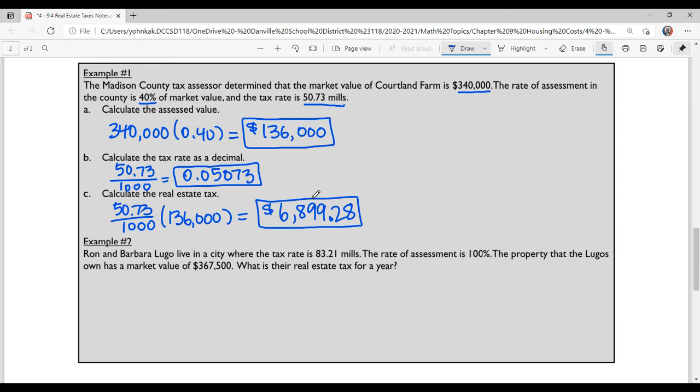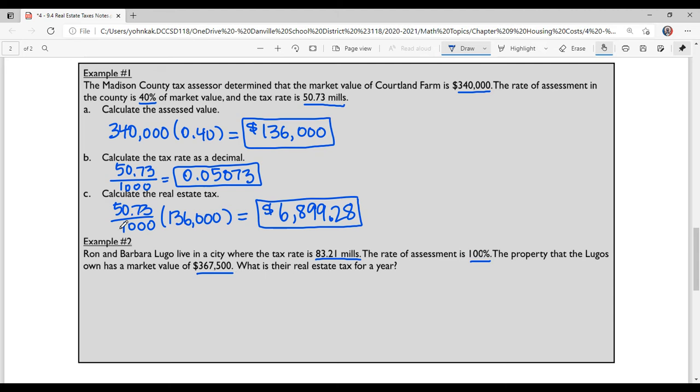Okay, number 2, Ron and Barbara Lugo live in a city where the tax rate is 83.21 mils, so a little bit higher. The rate of assessment is 100%. That means whatever the market value of the house is, we're going to be taxed on all of it. The property that the Lugos own has a market value of $367,500. What is their real estate tax for a year?